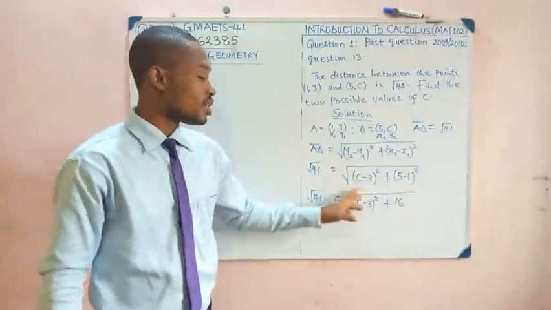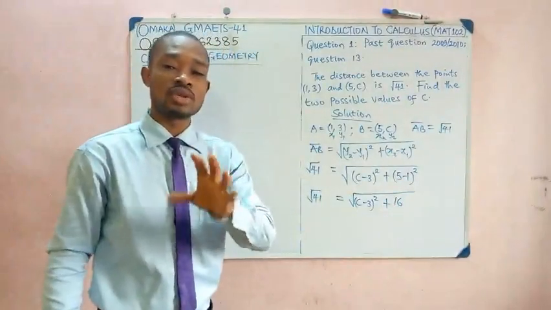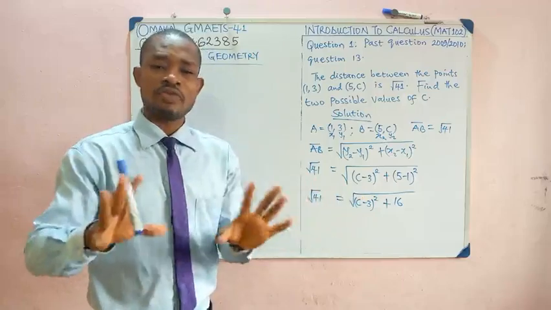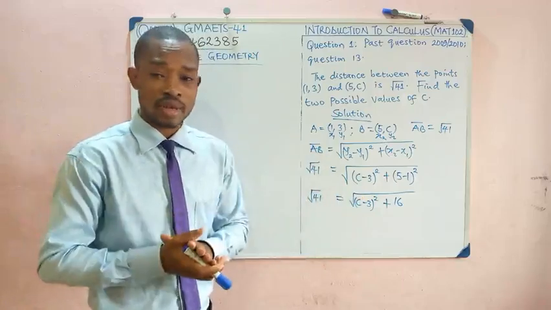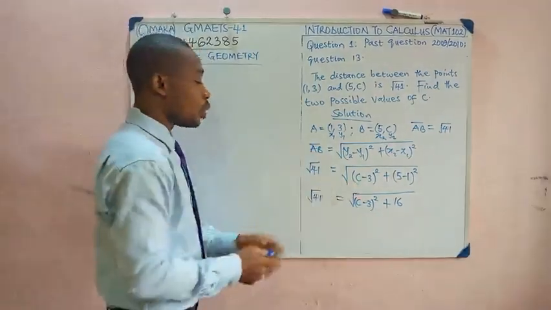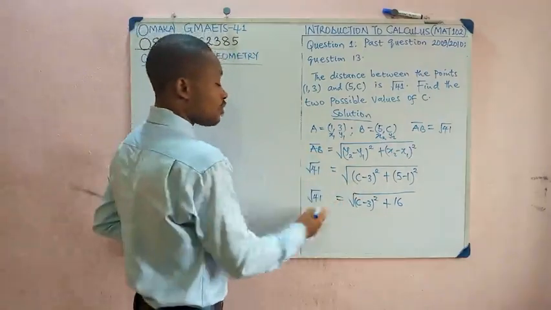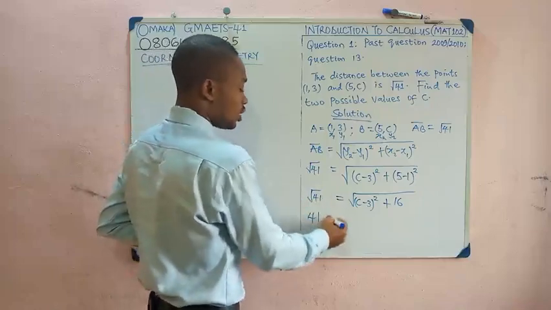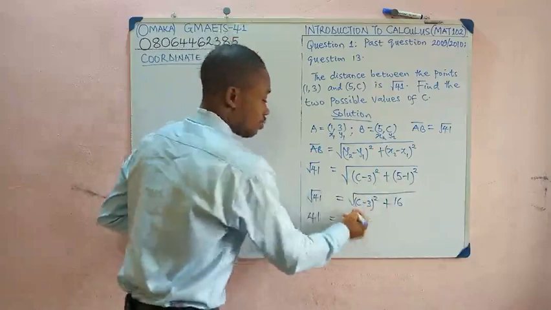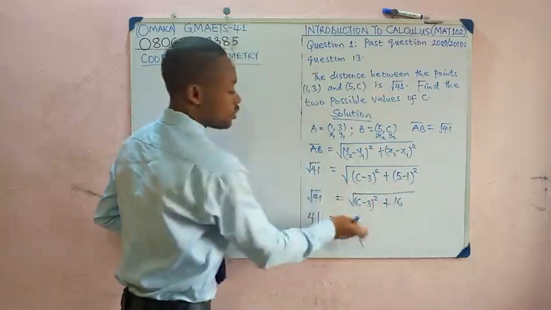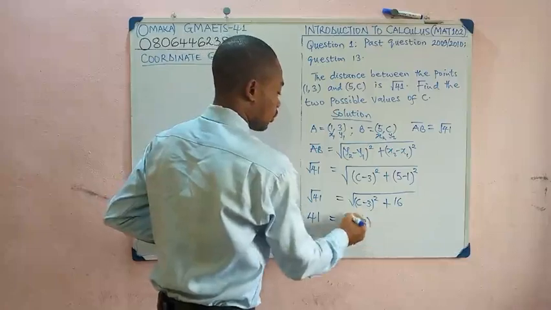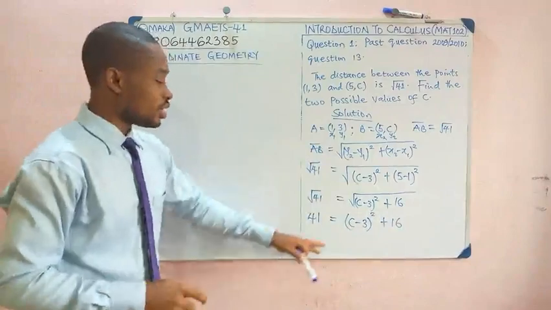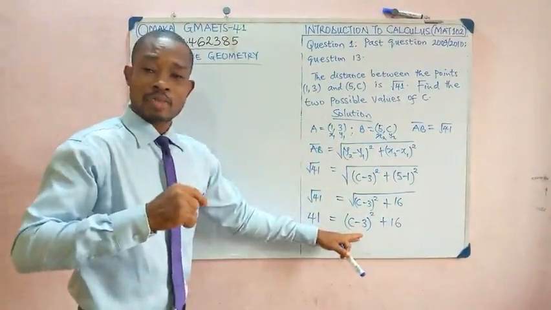Now at this point, what we are looking for are the possible values of c. And you notice that this c is covered with a square root sign. So we're going to remove the square root so as to leave this expression open in order to make c the subject. We take the square of both sides to remove this square root. So we're going to have 41 equal to (c minus 3) all squared plus 16. Does that make sense?